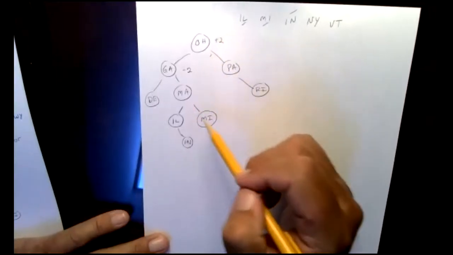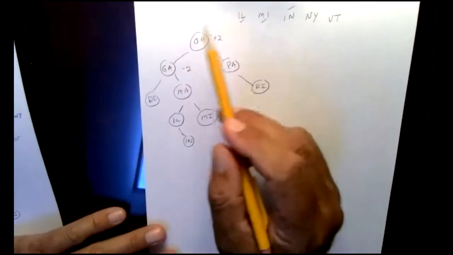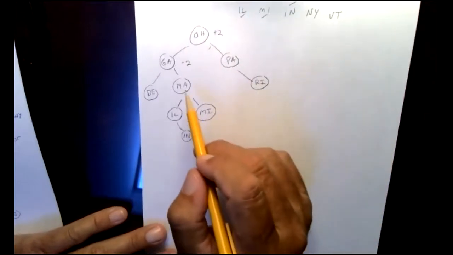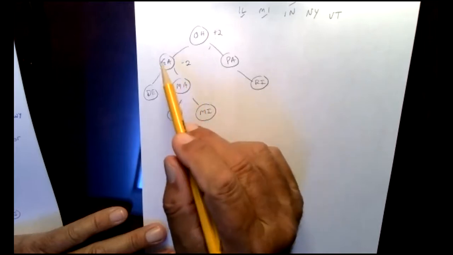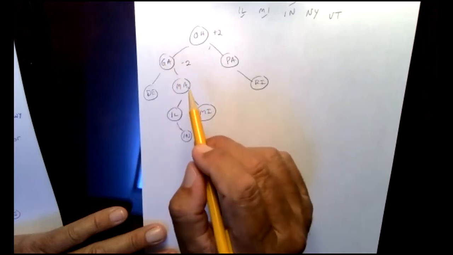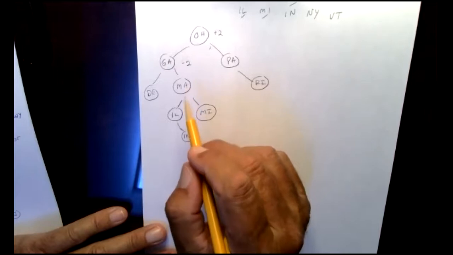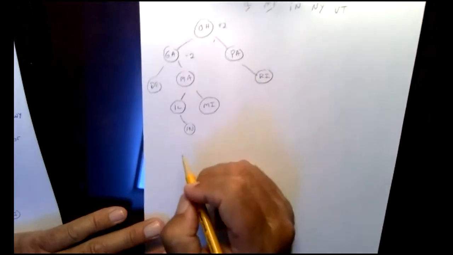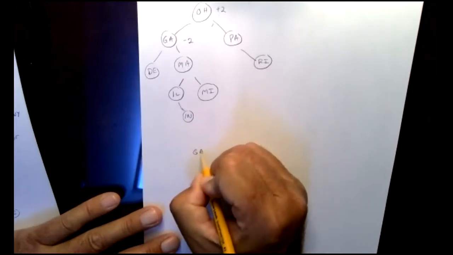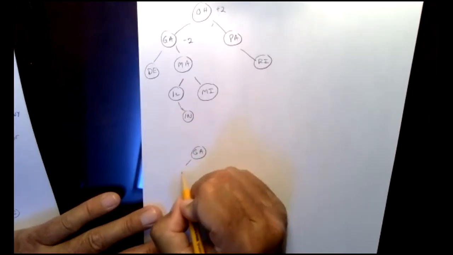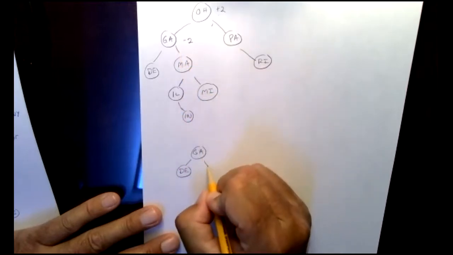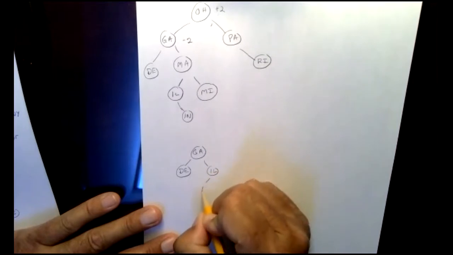Again, I don't know what the triggers are for left, right, left, and I didn't care to take the time to do it. So let's rotate Massachusetts to the left, and when I do, Massachusetts' left subtree is now going to become Georgia's right. So Georgia's left subtree is still Delaware, and Georgia's right is now going to be Illinois and Indiana. Whoops.